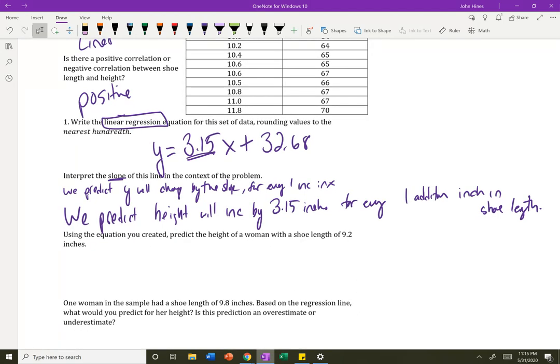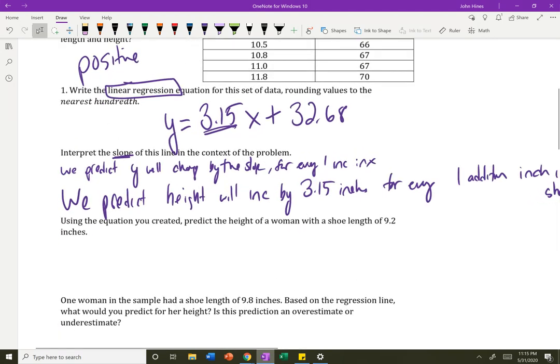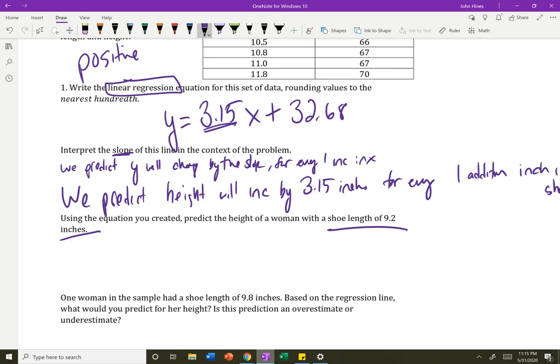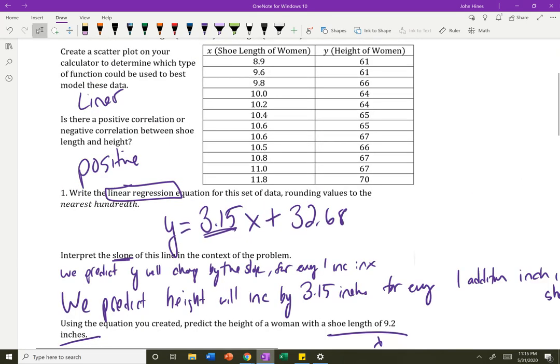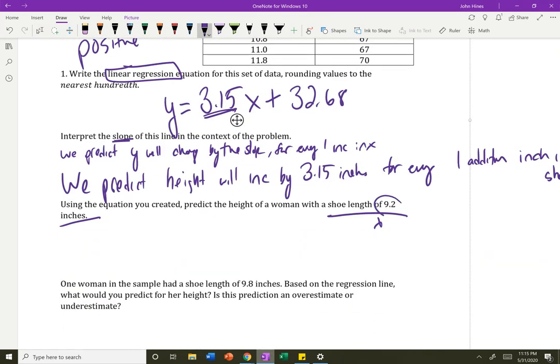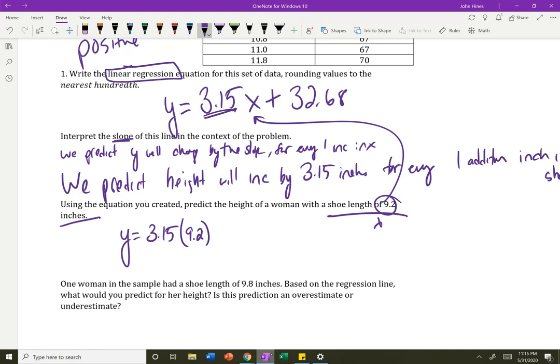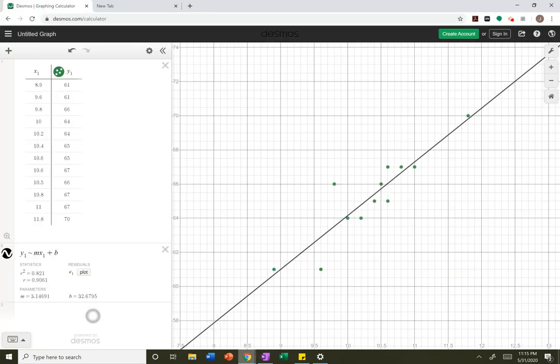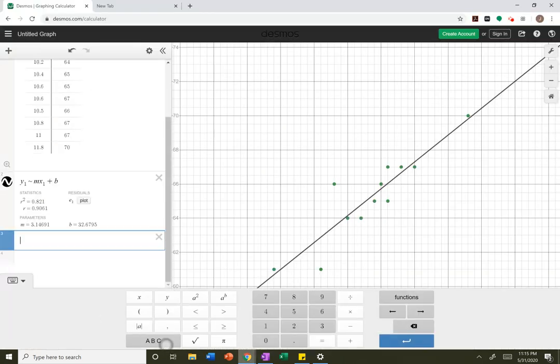Use the equation you created. Predict the height of a woman whose shoe length is 9.2. That's an x, right? X is shoe length, so I'm going to plug it in, play everyone's favorite game. Y equals 3.15x plus that. Now I just have to type it in. Let's go to a new line here. I have 3.15, we'll try that again, 3.15 times 9.2.